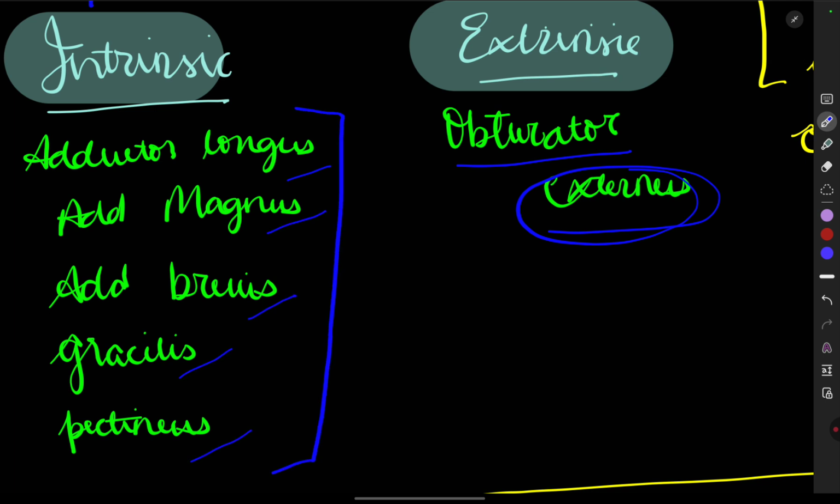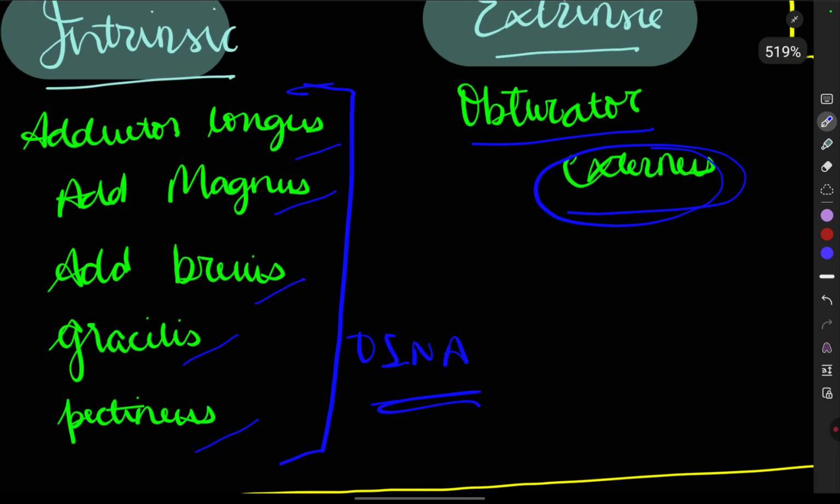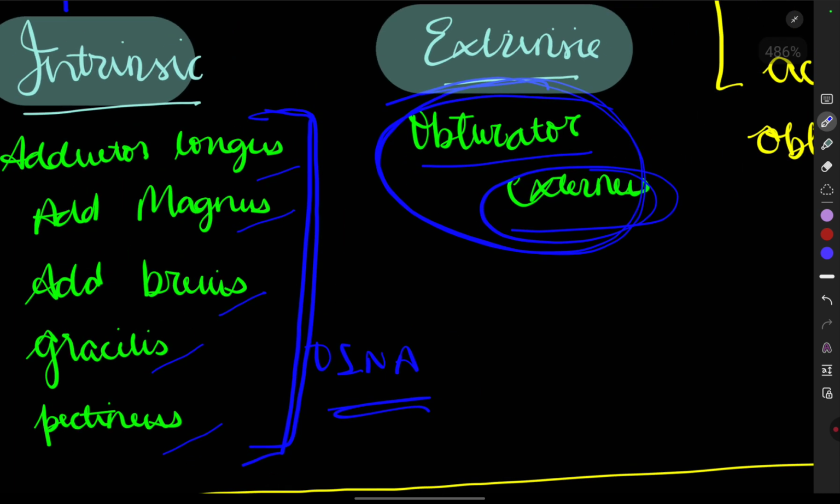All of this, the origin, the insertion, nerve supply and action, we're going to study in the next video. So this is just the introductory part. These are the intrinsic muscles, and the obturator externus is the extrinsic muscle.